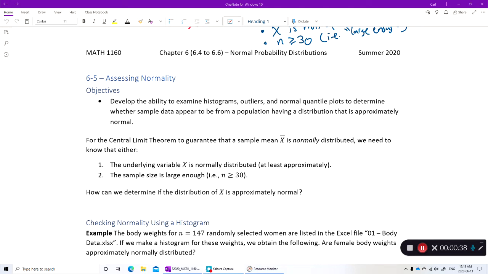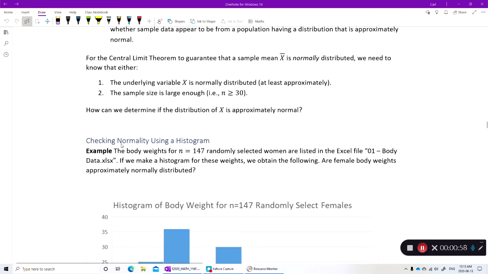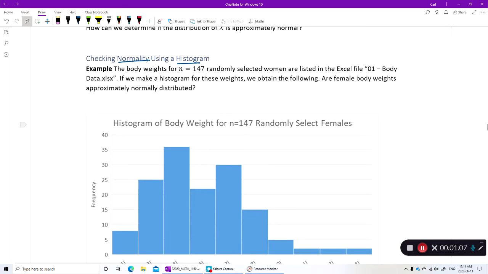So we're going to look at a couple of ways to decide if a distribution is actually normal or not. Now, the first way is essentially what we've been doing already up to this point, so it's going to seem vague still. That would be checking normality using a histogram. The example we're going to look at is an Excel file posted on Blackboard called body data, and it has the body weights for 147 randomly selected women.